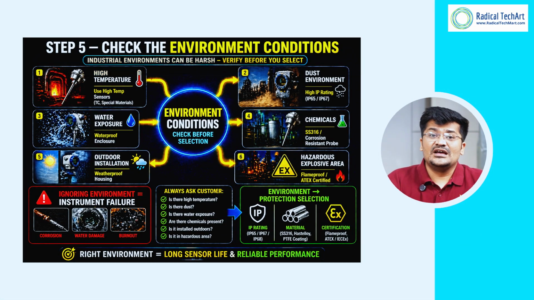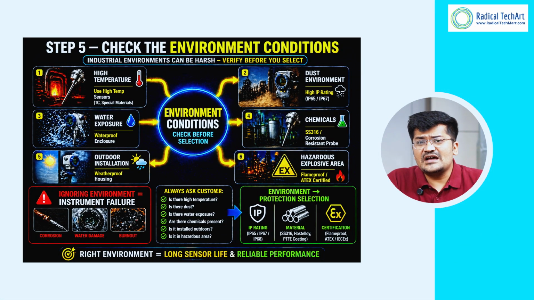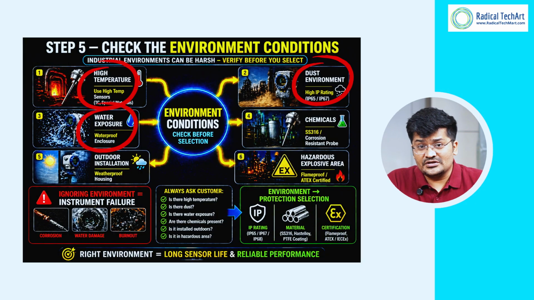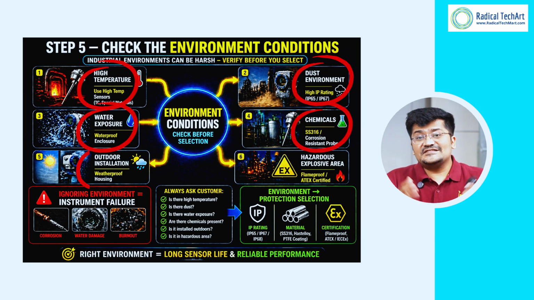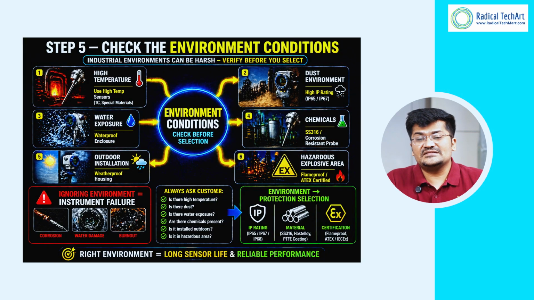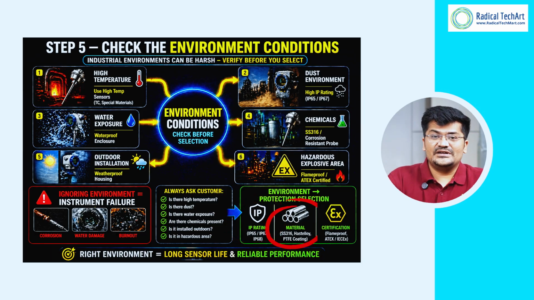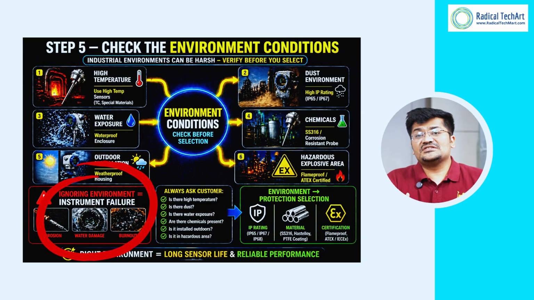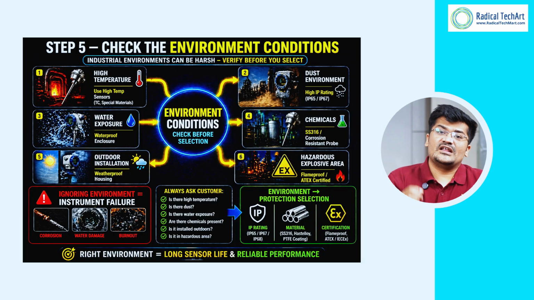Now, the fifth step, check the environment conditions. Industrial environments can be harsh. So always ask the customer, what is the environment like? Is there high temperature? Is there dust? Is there water exposure? Are there chemicals present? Is the instrument installed outdoors? Or is it installed in hazardous explosive areas? These conditions determine things like IP protection ratings, probe material, and sometimes even flame-proof certification. Ignoring environmental conditions is one of the most common causes of instrument failure. So, always verify the environment.